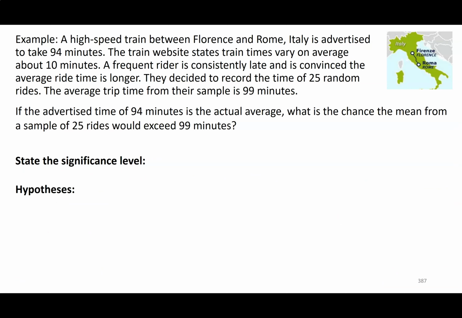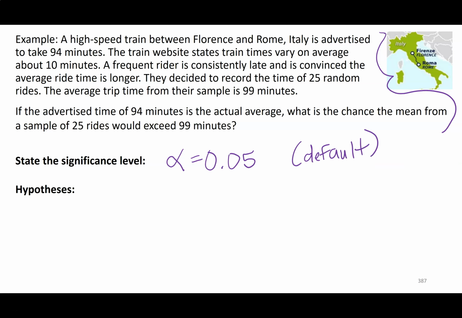So then state my significance level. You might notice, if you read this entire thing, there is no significance level stated. Most of the time we will state one, but any time we don't, you can assume that alpha is equal to 0.05. So this is a default. If we don't specify one, use 0.05.